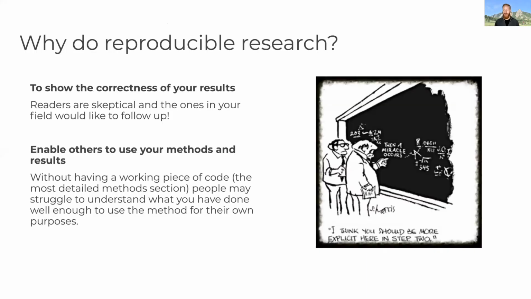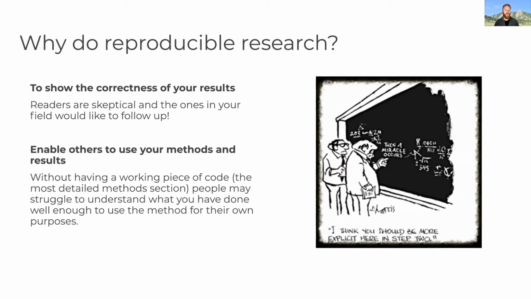So first, let's start with why we might want to do reproducible research and put a lot of effort into making our computational analyses reproducible. And the first is to show the correctness of your results. Generally scientists are skeptical people, and there are those in your field that may want to follow up on your results or build on your results, and being able to reproduce them is a really good first step in getting your results out there and letting other people verify them.